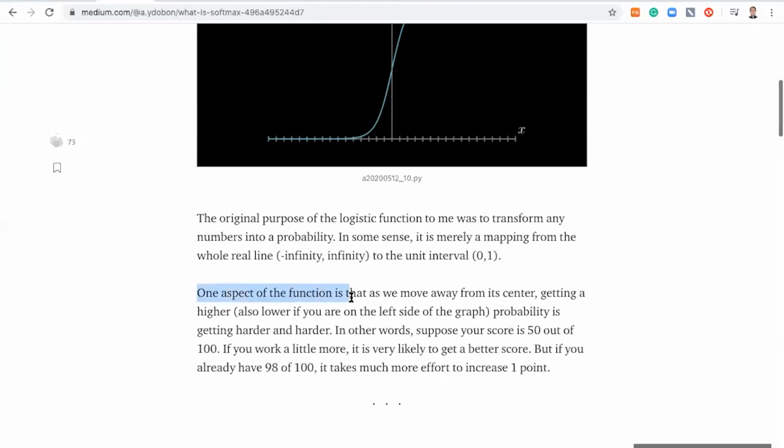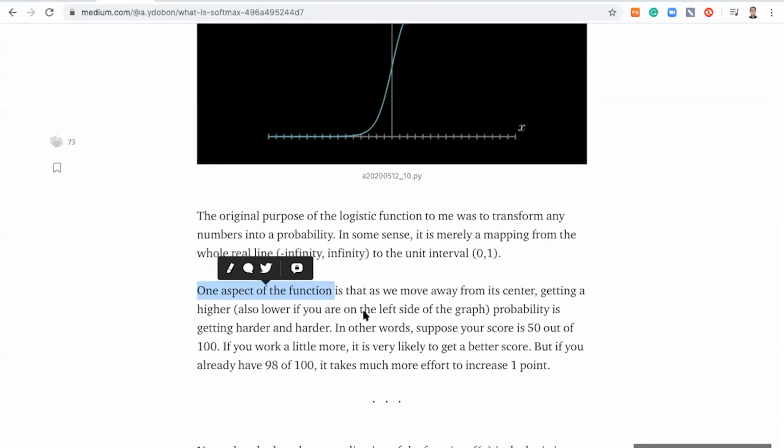So one aspect of this function is that as it moves away from the center, that means if x is too big or too small, then it changes very slowly. But if you are around 0, it goes up very quickly and goes down very fast.